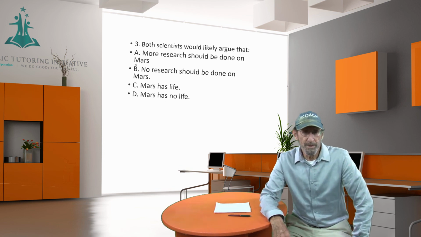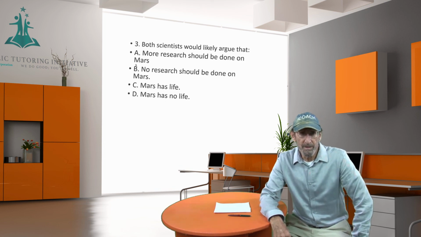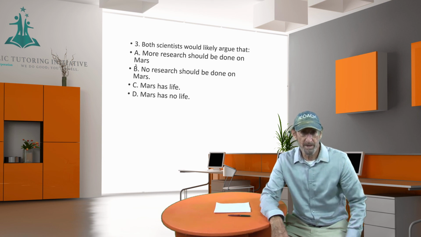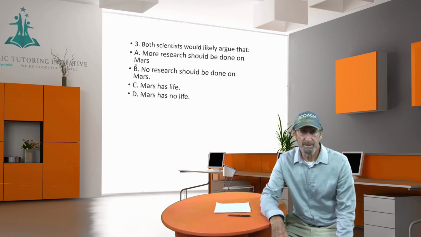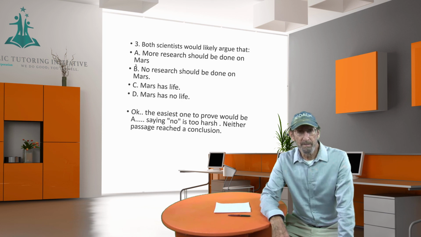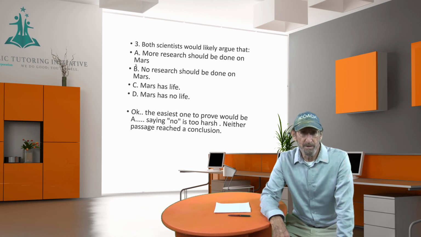All right, question number 3. Both scientists would likely argue that A, more research should be done on Mars. B, no research should be done on Mars. C, Mars has life. D, Mars has no life. Okay, the easiest one to justify would be A. Saying no is too harsh. Neither passage reached a conclusion.